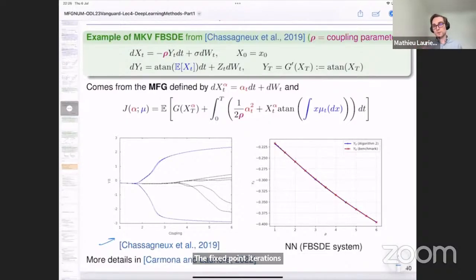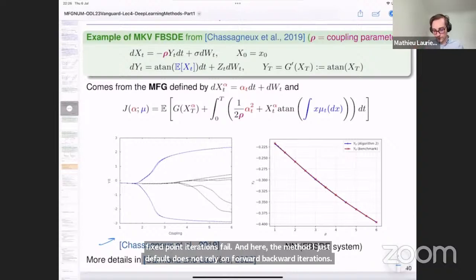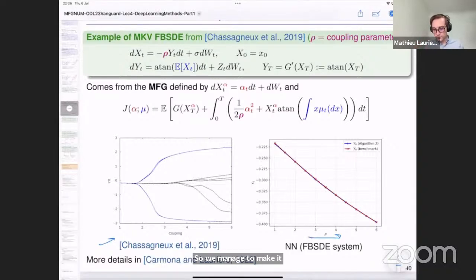And here, the method I just described does not rely on forward-backward iterations. So we managed to make it work for any rho. So this is for different rho, but there is a price to pay. When rho is larger, we need a large number of neurons. We need many iterations, many samples, etc. So there is a computational cost to pay. Okay, it's not for free. The problem is definitely harder to solve, but it does not face the same numerical issues as Picard iterations. It's a bit different.